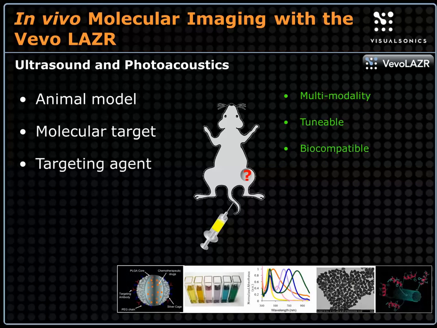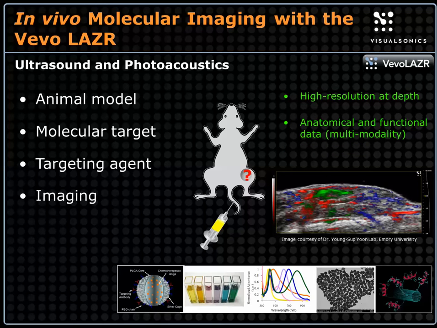Secondly, the molecular target and the targeting agent for photoacoustics. First of all, the agent we can use can be multimodality. So examples of some photoacoustic agents are things like liposomes down here, gold nanorods, for example, which can be tuned to absorb at different wavelengths, and we'll talk about that later in the webinar, silver nanoplates, and carbon nanotubes as well. A lot of these agents are designed to be biocompatible as well, so we can use them in these animal models with little to no toxicity.